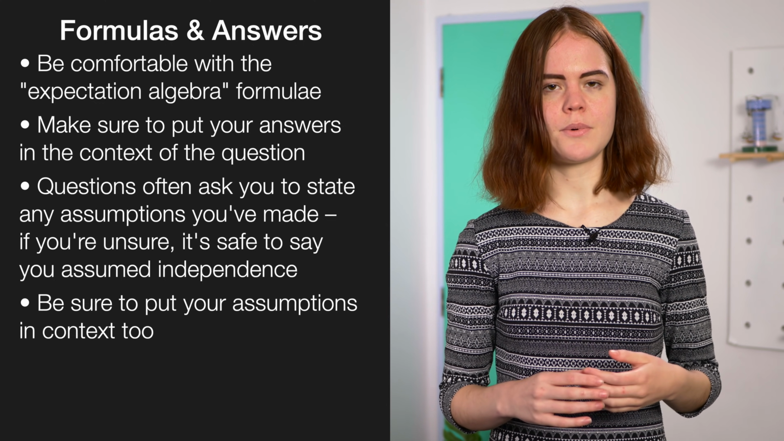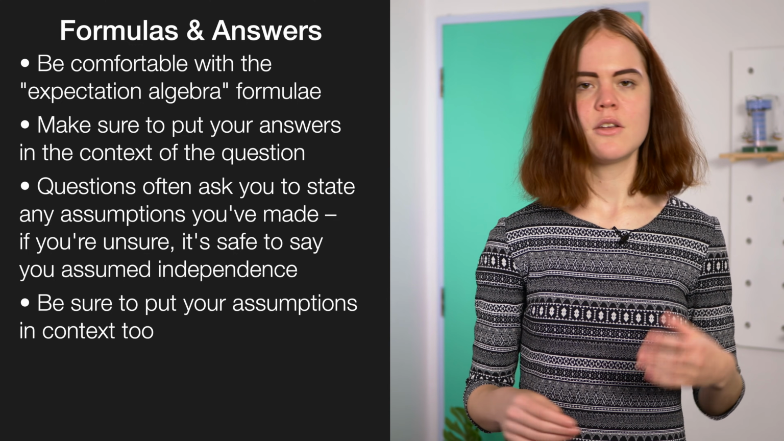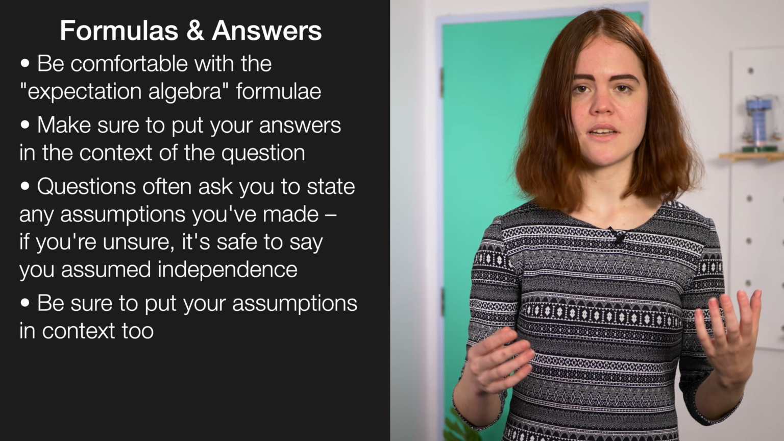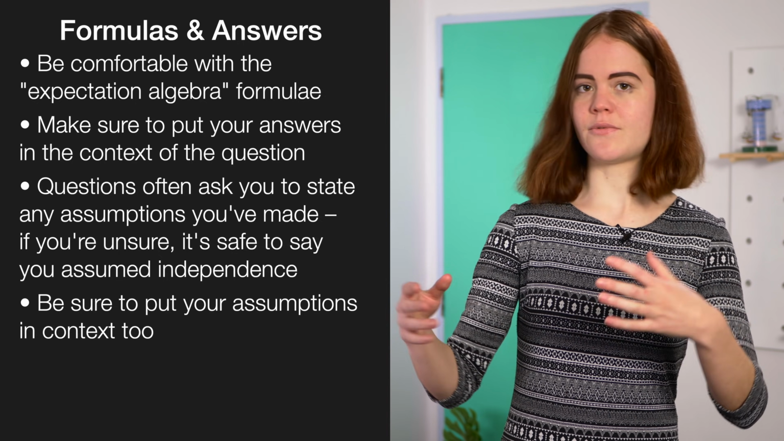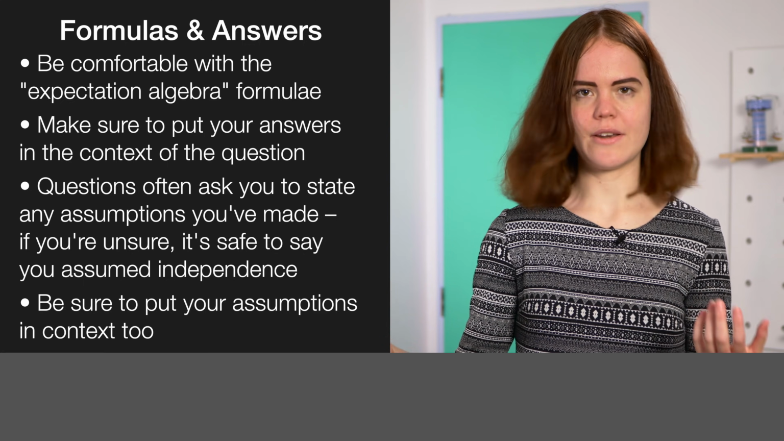Finally, make sure to also put all your assumptions and justifications for the Poisson and binomial in context. So if you were doing a binomial question about coin flips, you wouldn't just say, there was a fixed number of trials. You'd say, there was a fixed number of trials, that is, 10 coin flips.